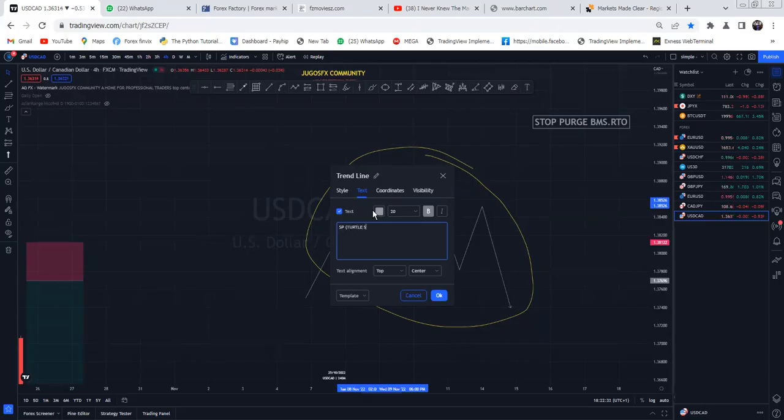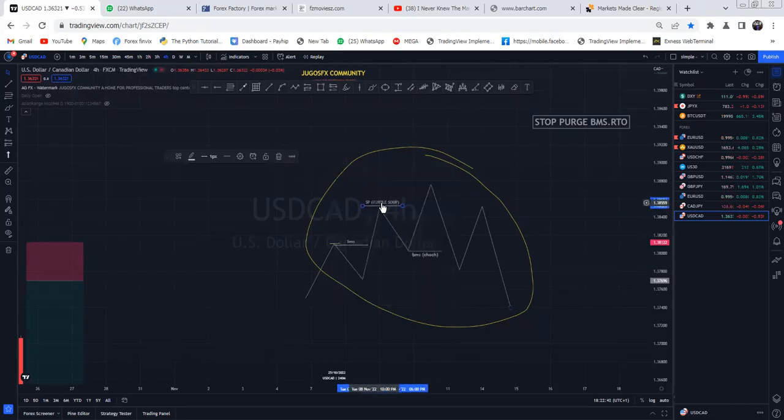That should not confuse you. I'm just letting you know that there are a lot of names, but this is just a stop purge, a clearing of liquidity, a liquidity grab. All right, so this is our stop purge, the first one that we have here.